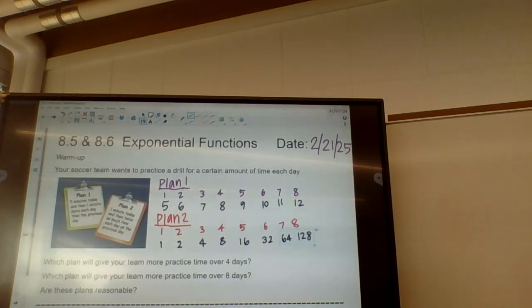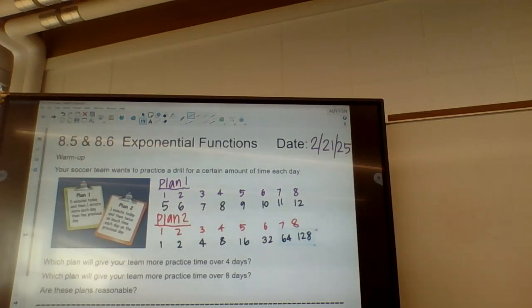So it asks you guys, are these plans reasonable? And it kind of depends how much time we're talking about. If we're saying for the whole month, probably not. By the end of the month, we'd be doing probably more time than there is in a day. So plan 2 is what we consider exponential growth.